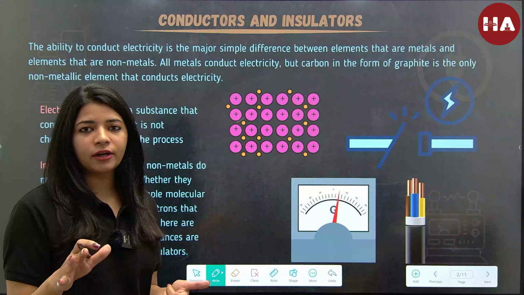Another type of conductivity is electrolytic conductivity, in which the reason is the flow of electrons. Okay, this is very important. You can note this thing down.